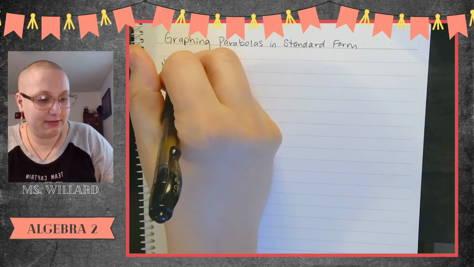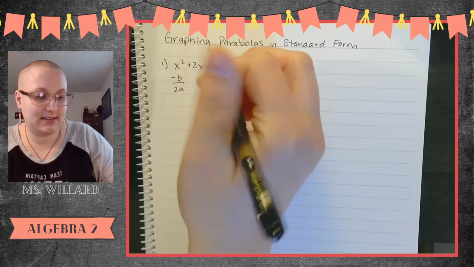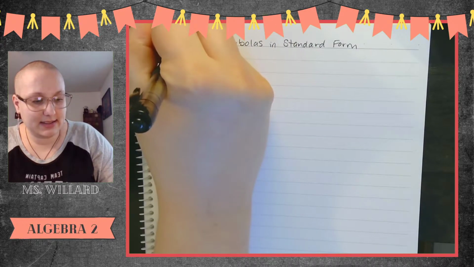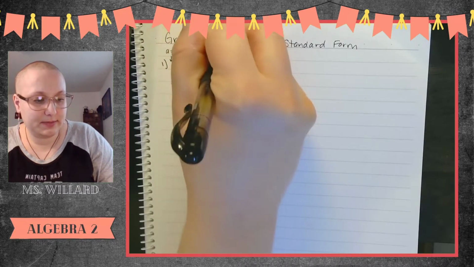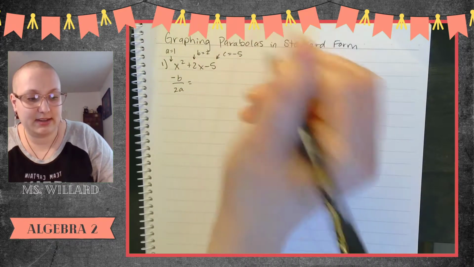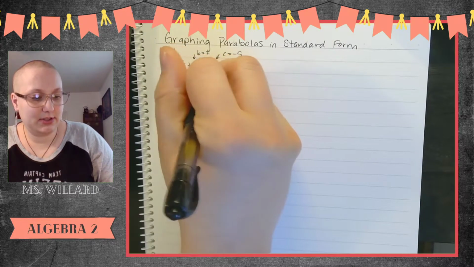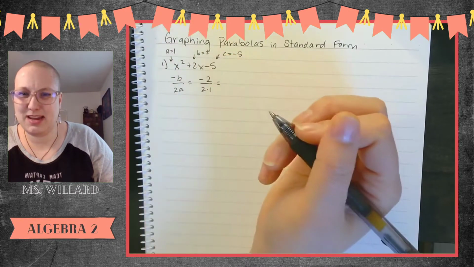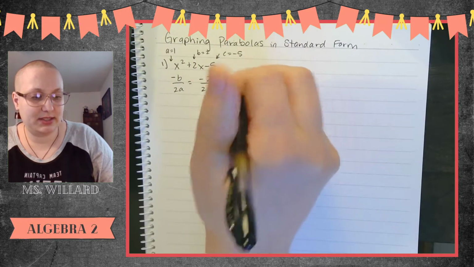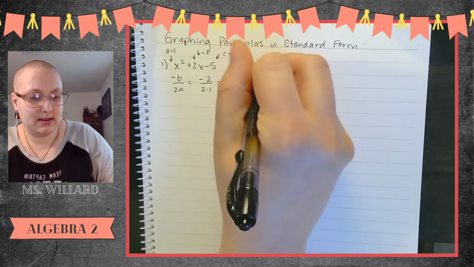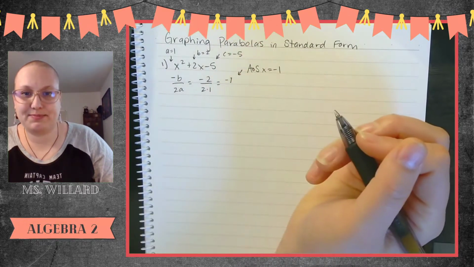I'm going to do negative b over 2a to find the axis of symmetry. And then in this case, there's no a, so a is 1, b is 2, c is negative 5. So I'm going to do negative 2 over 2 times 1, which is going to be negative 2 over 2, which is negative 1. So then my axis of symmetry is x equals negative 1.